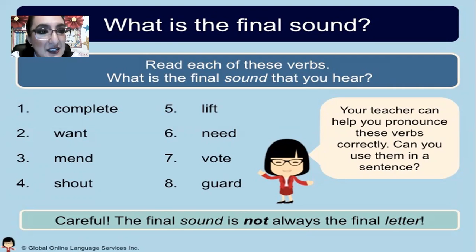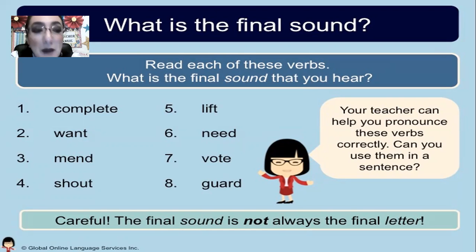Complete, want, meant, shout, lift, need, vote, guard.